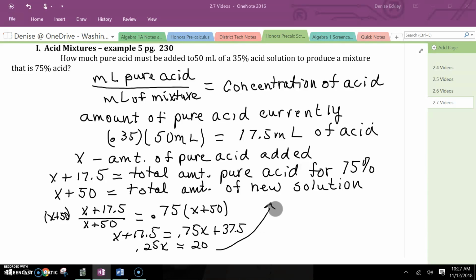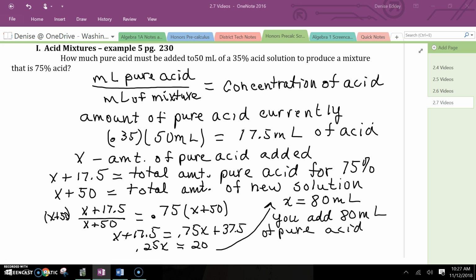So X equals 80, or 80 milliliters. So I have to add 80 milliliters of pure acid to get a 75% solution. And we're done.